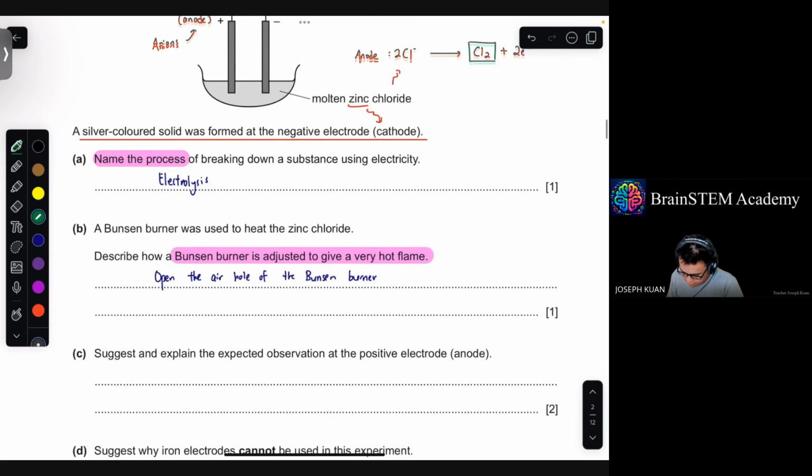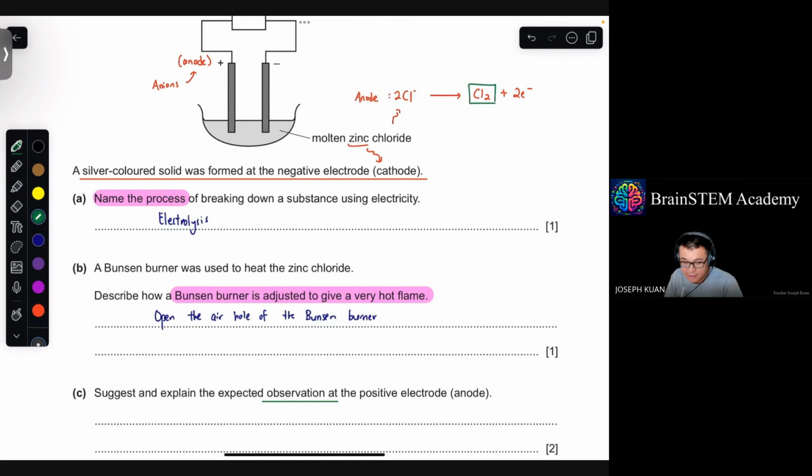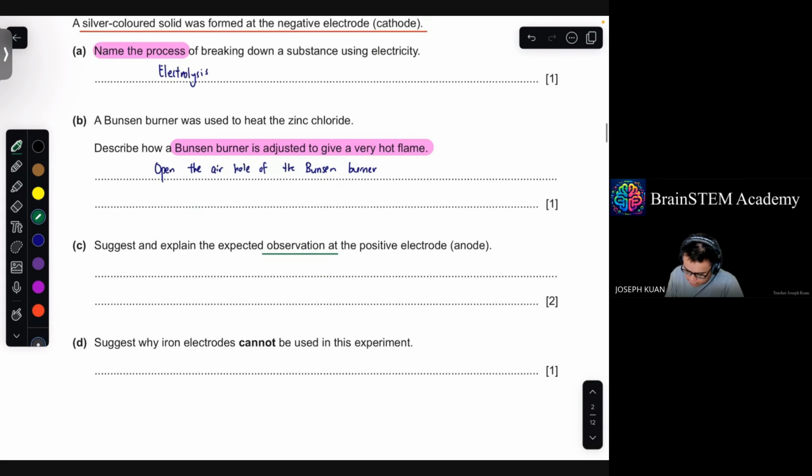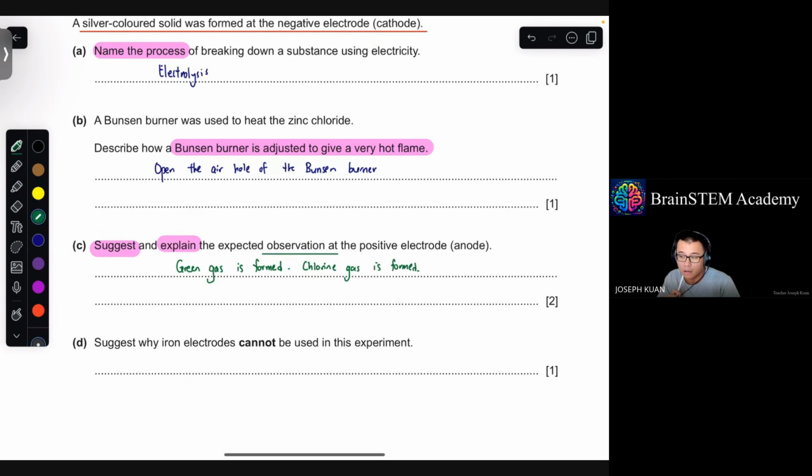And what is the observation? What you can see from the experiment is that green gas is formed. All right, so green gas is formed, and then explain. So chlorine gas is formed. All right, so the identity of the green gas is actually chlorine gas. Now, moving on to D, suggest why iron electrodes cannot be used in this experiment.